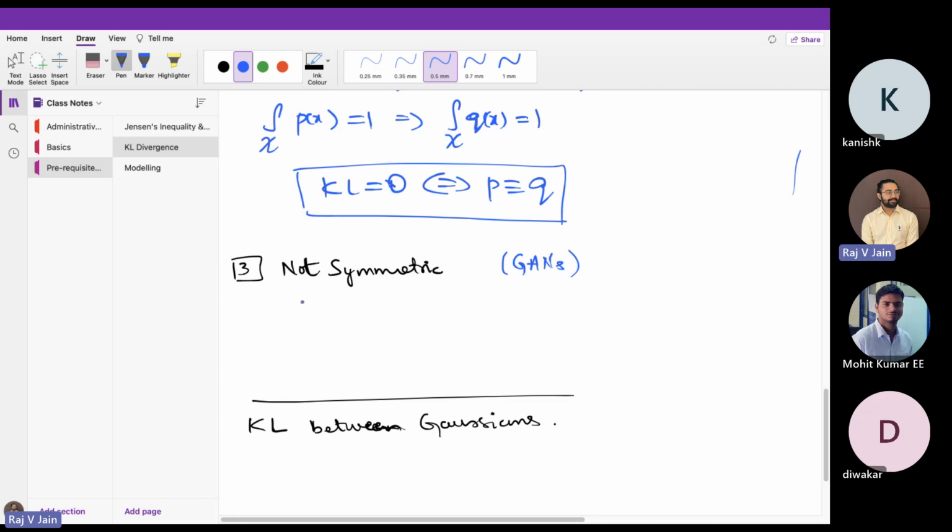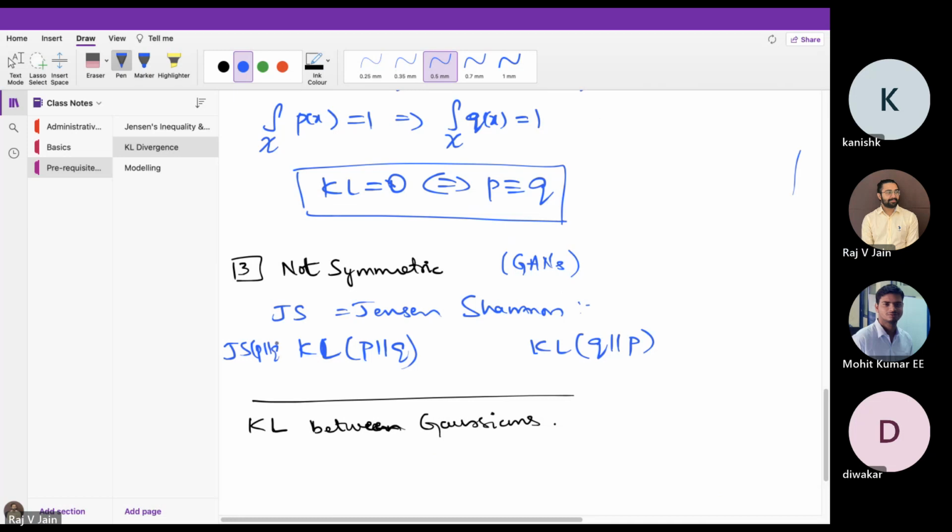There are some ways to try to make it symmetric. There's something called JS divergence, also called the Jensen-Shannon divergence. This combines the KL in the forward way, which is P given Q, so I can write KL of P and Q, and KL of Q and P. Obviously, I can look at this divergence also. So it looks at some sort of combination of both of them, and this becomes JS of P and Q.